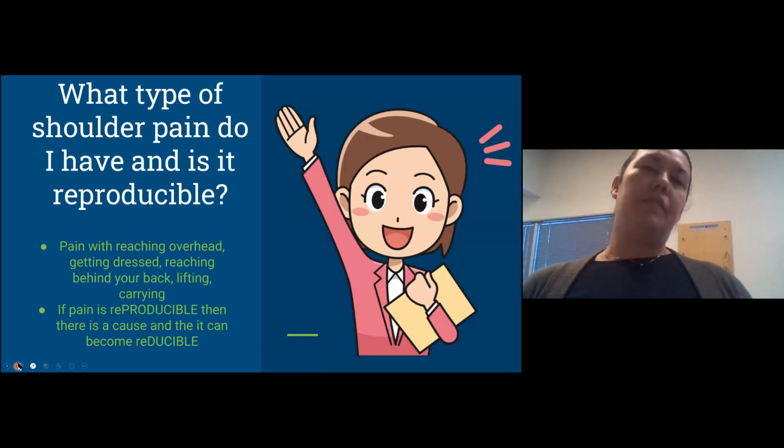So, what type of daily activities bring on your shoulder pain? Do you have pain with reaching overhead, or when you're getting dressed, or reaching behind the back, or lifting or carrying? If you can reproduce that pain, then you can reduce pain. What is it about that movement that triggers the pain? If we correct the movement, the alignment, the stiffness or the weakness involved with that movement, we can reduce the pain. And isn't that our goal? To reduce and hopefully eliminate our shoulder pain?